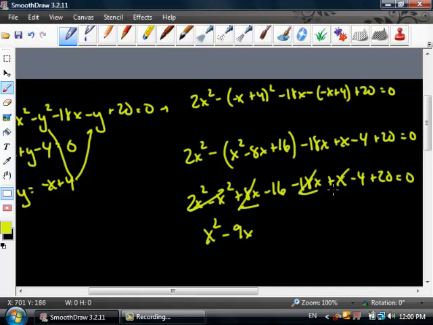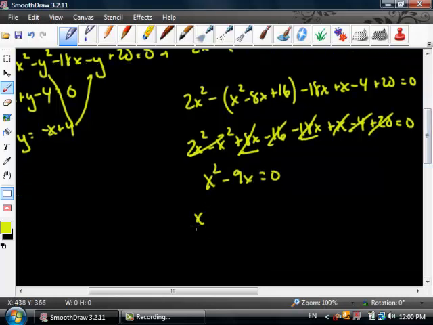Gone, gone, gone. Let's see here. Negative 6, looks like all of these go away, right? Negative 20, positive 20 equals 0. So x times x minus 9 equals 0. X equals 0, and x equals 9.